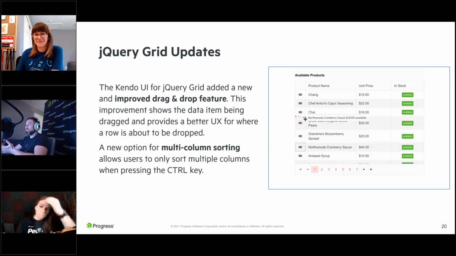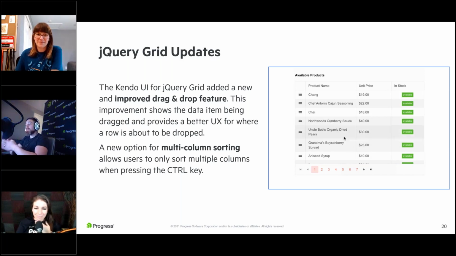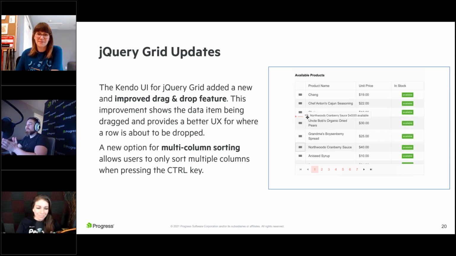So we've had multi-column sorting for quite some time, and this might not show well in a demo, so I'll just cover it here verbally. But essentially, what we've added now is the ability for you to exclusively do multi-column sorting when the control key is pressed. So if you want to sort on, let's say, 3 columns, the user holds the control button and then clicks on the column headers, and that allows them to sort by those 3 columns.